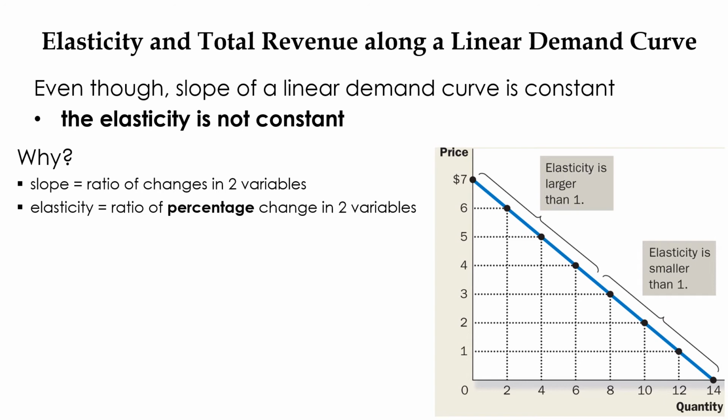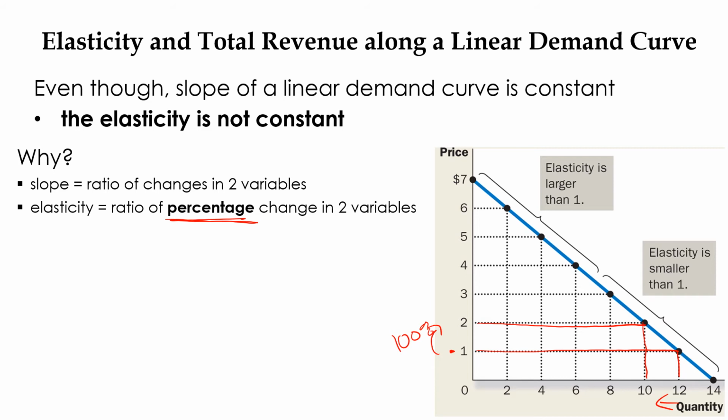The slope of a curve is the ratio of changes in two variables. But elasticity is the ratio of the percentage change in two variables. And that makes a huge difference. So, for example, let's look at the price at $1. At $1, we are demanding 12 units. If we moved up the price to $2, that's only one step. But what percentage change is that? That's like 100% difference, isn't it? And then we have a smaller percentage change in the quantity demanded.